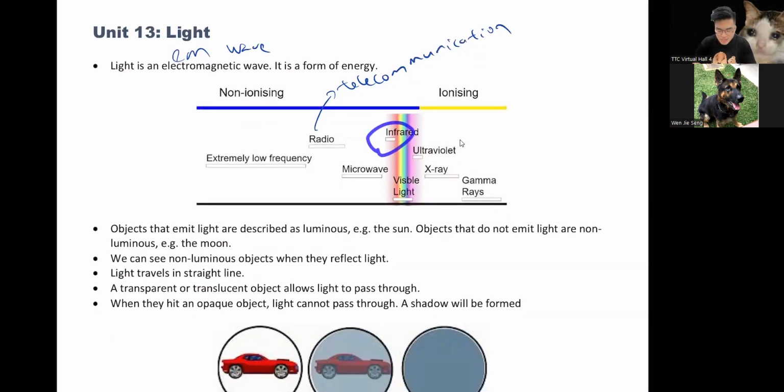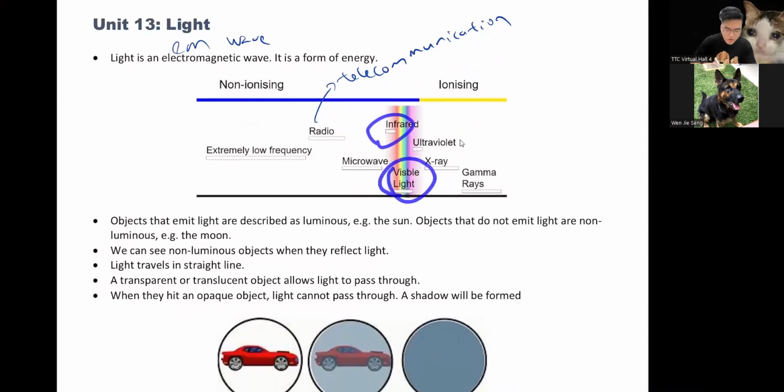All right, and of course next is your visible light. This is what we are focusing on in this chapter. Visible light is just one type of electromagnetic wave. EM waves are all those waves that I talked about just now. They are all EM waves. Visible light is another type.